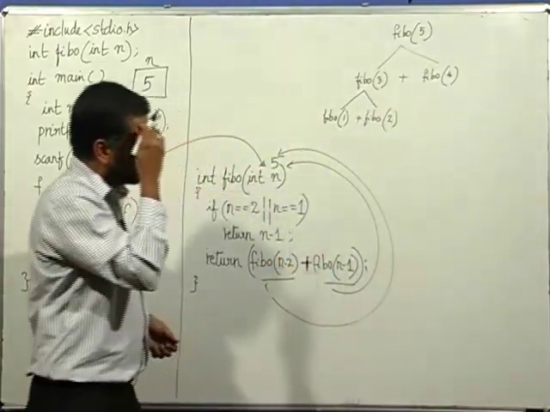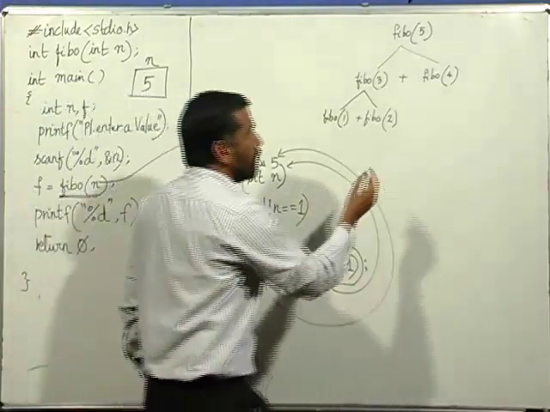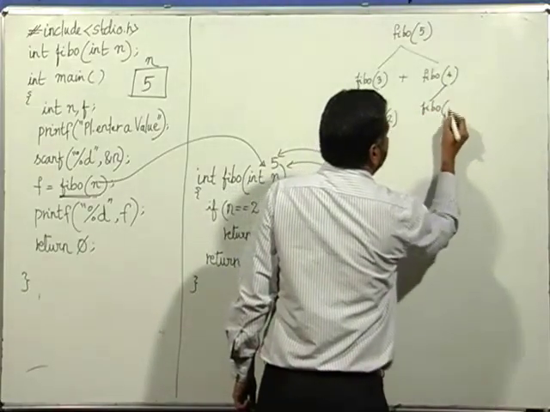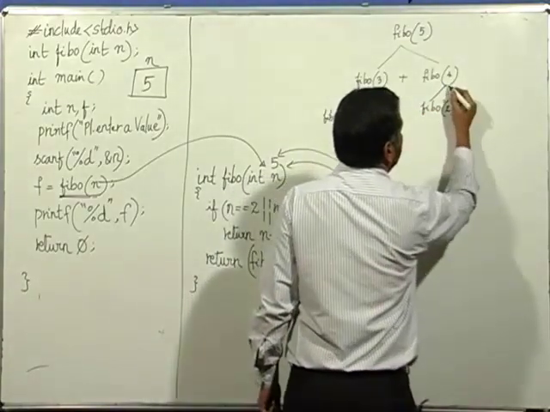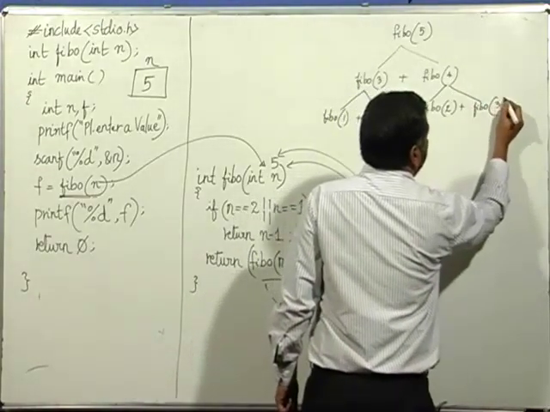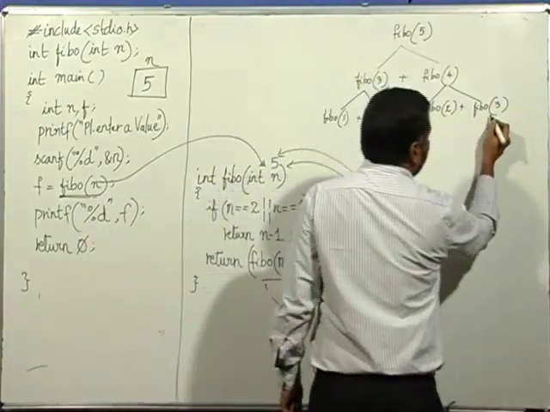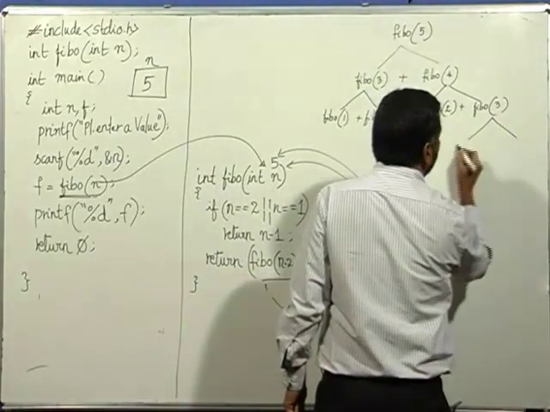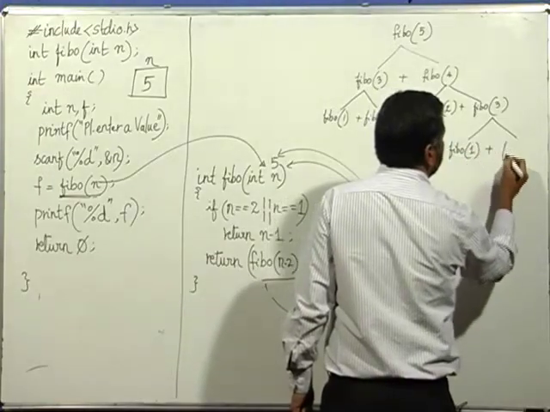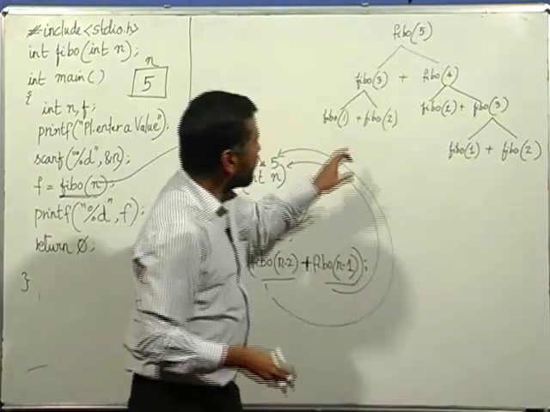These two function calls will result in two more recursive function calls. Same way, we can see that Fibo of 4 will result in two function calls, which is equal to Fibo of 2, which is n minus 2, plus Fibo of 3, which is n minus 1. And we know again that Fibo 3 will in turn result in two more function calls, which is Fibo of 1 plus Fibo of 2. Now why did we stop at 1 and 2?